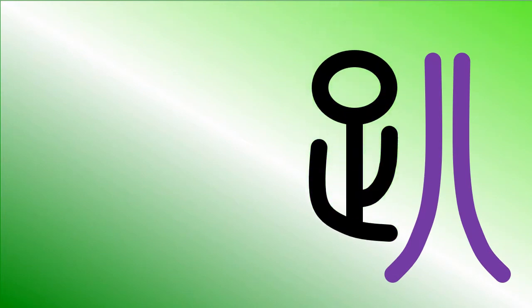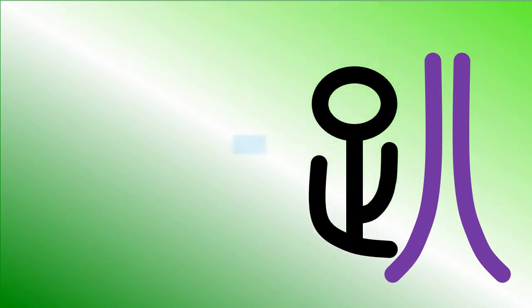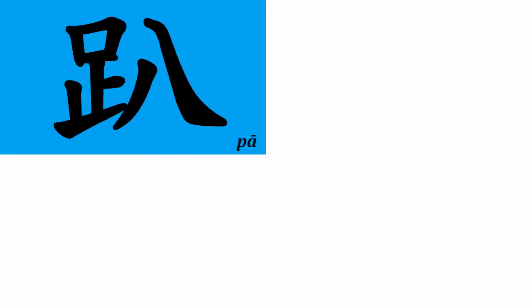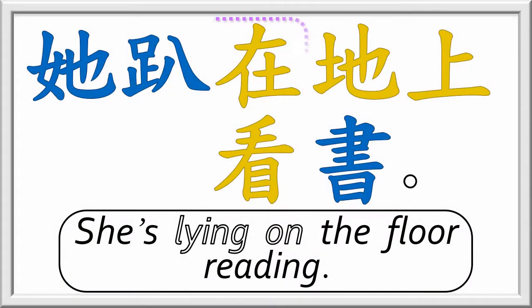Literally, public letter. The third character in today's lesson is one in which the separation radical serves as the phonetic element. It's paired with the foot radical to create pa, pa. It means to lie prone on one's stomach, or to bend the upper part of the body forward, as when students sleep at their desks. Here's one example. 她趴在地上看书. She's lying on the floor reading.